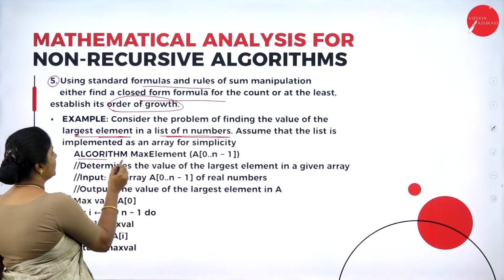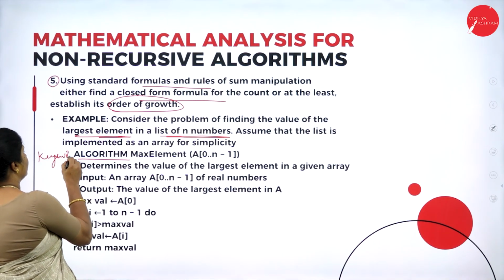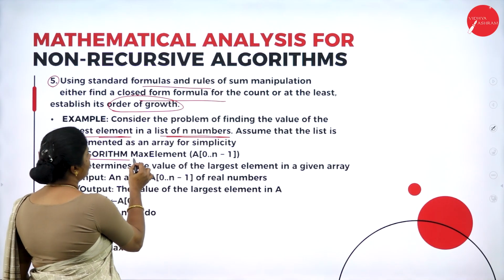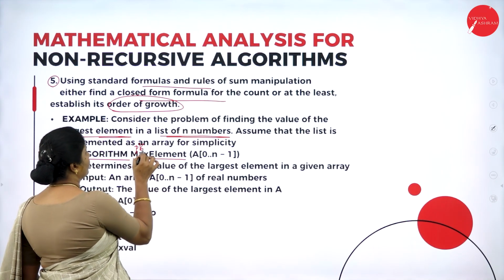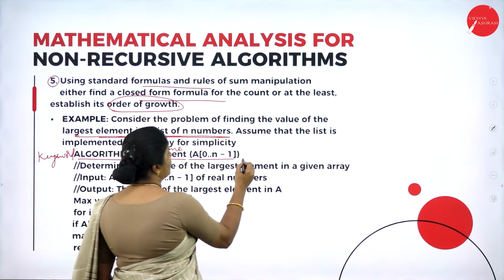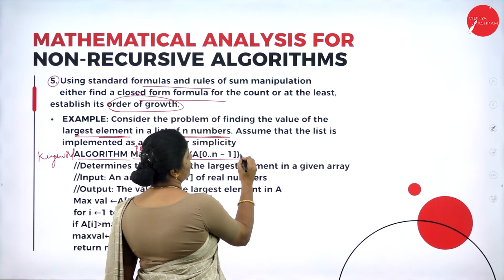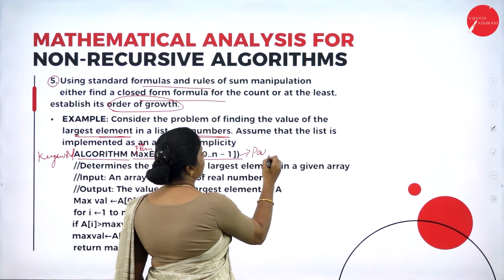I have algorithm as a keyword. Next, followed by the problem name. Next, I have a set of array values, some n-1 array values I am giving. So these are called parameters.